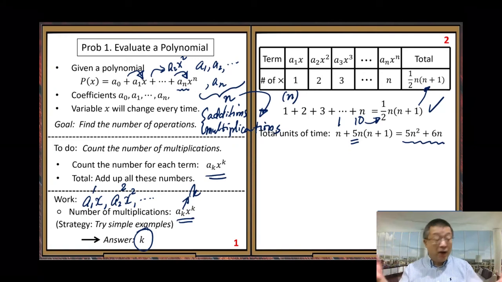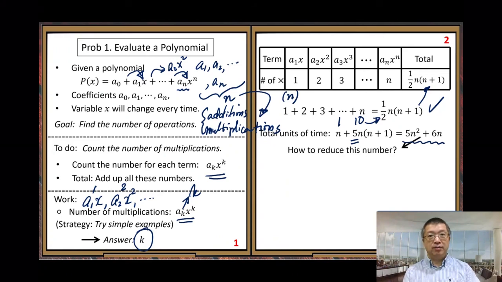So that's our analysis answer. In our first brute force method, that is our performance number. We find the answer, the total number of units of time. All right. Then the next question, how to reduce this number.